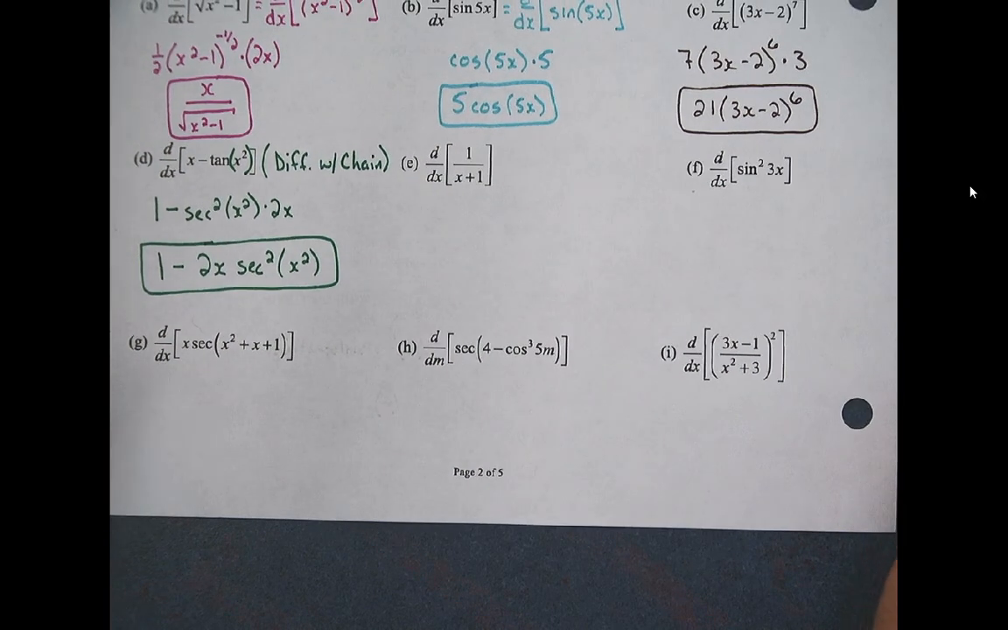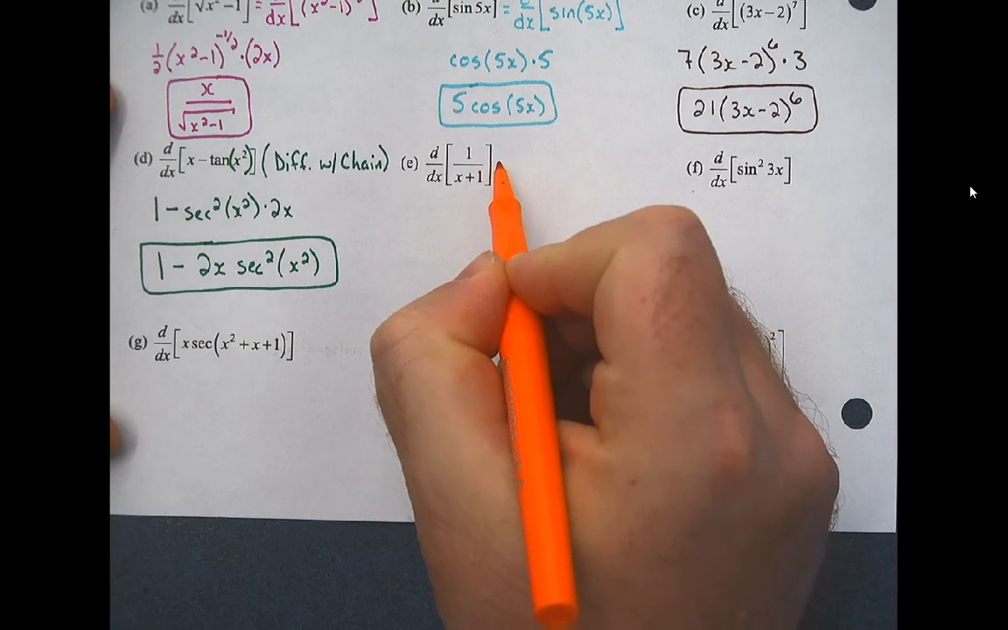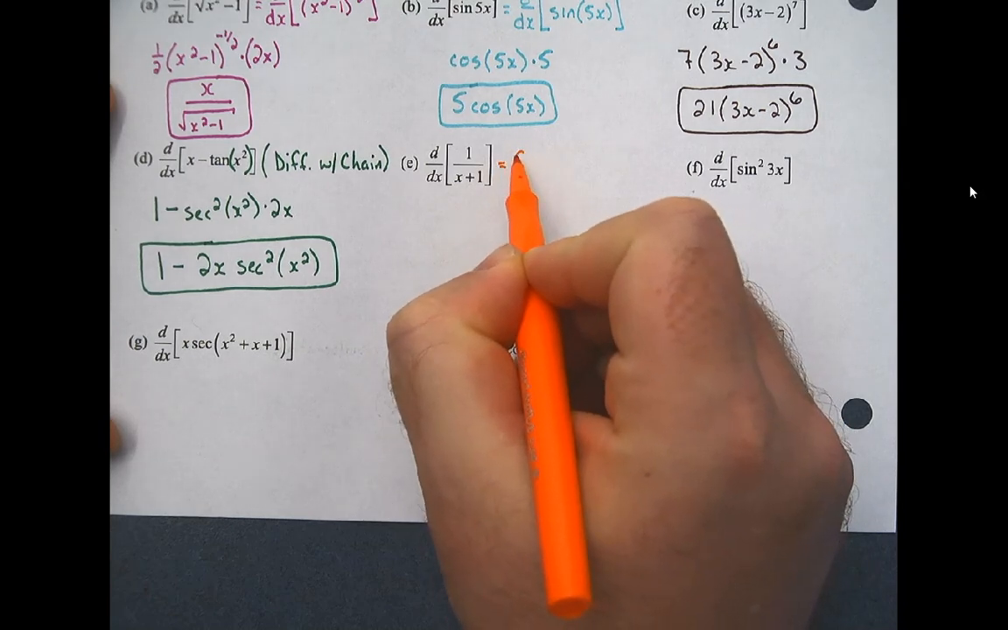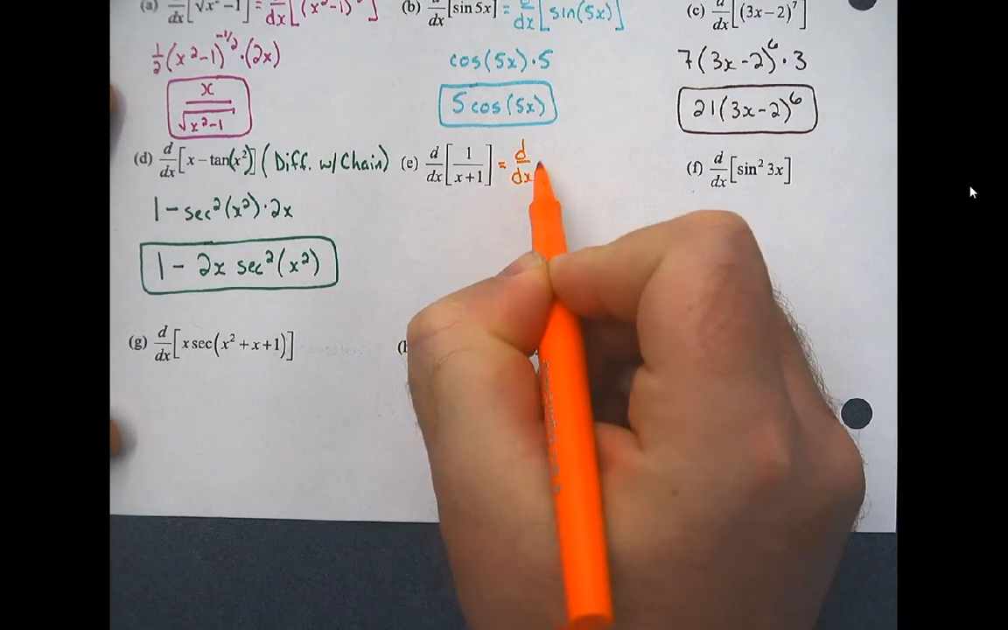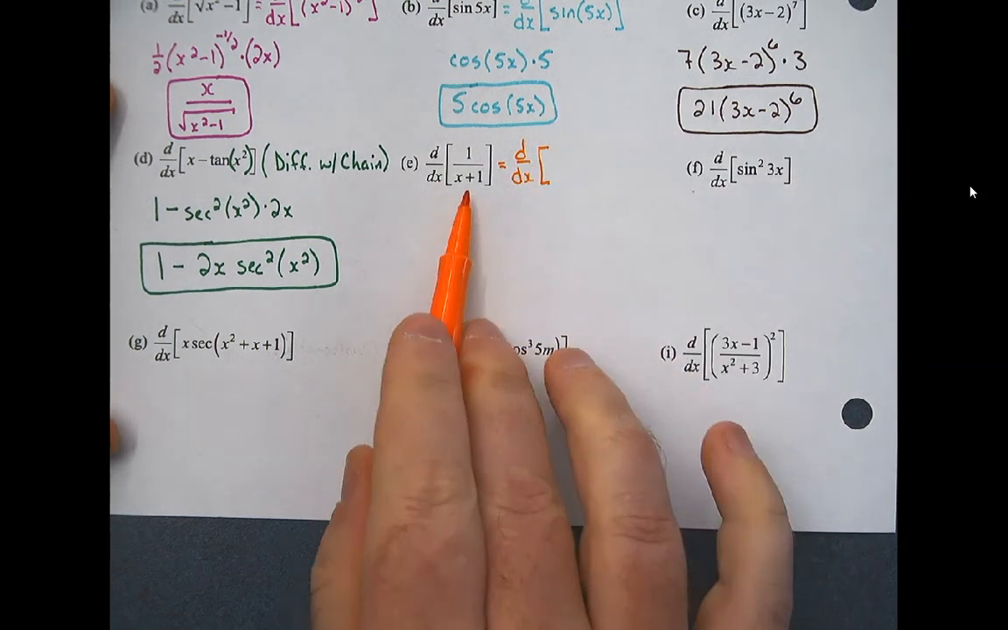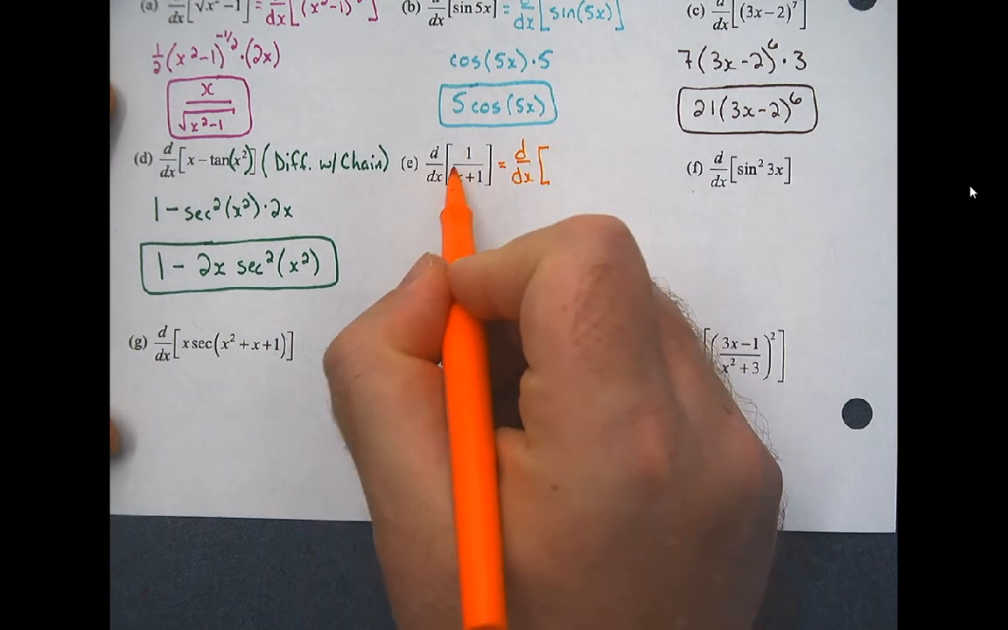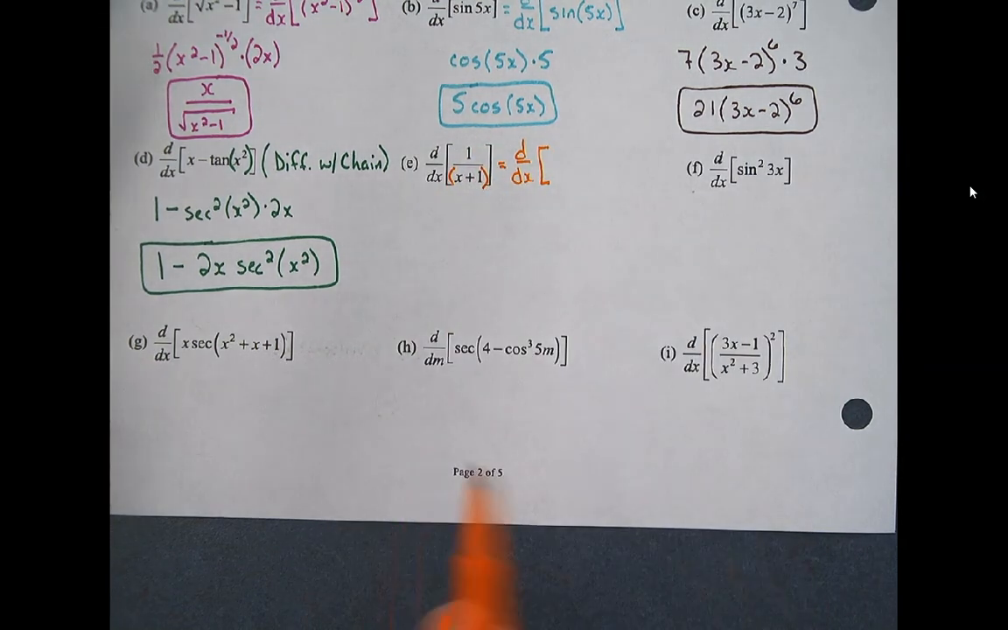Okay, now I think the rest of these are kind of pointing out the power of the rewrite game, the ability to rewrite and save yourself some headaches. This can be rewritten as the derivative, d dx of. Okay, now this is a group. This is x plus 1. The problem is that x plus 1 is on the bottom, which means I can't do my derivative shortcut.